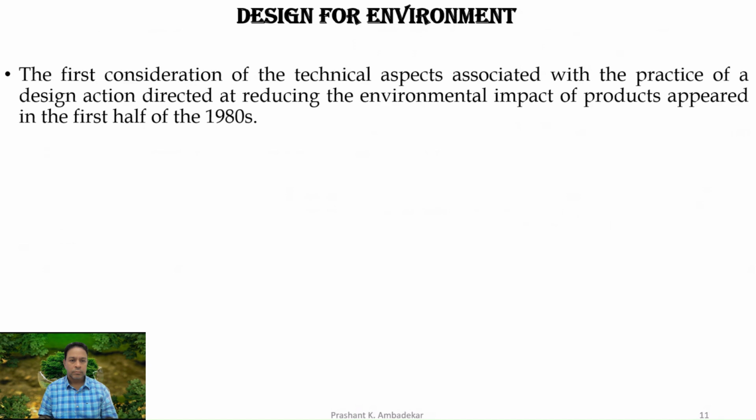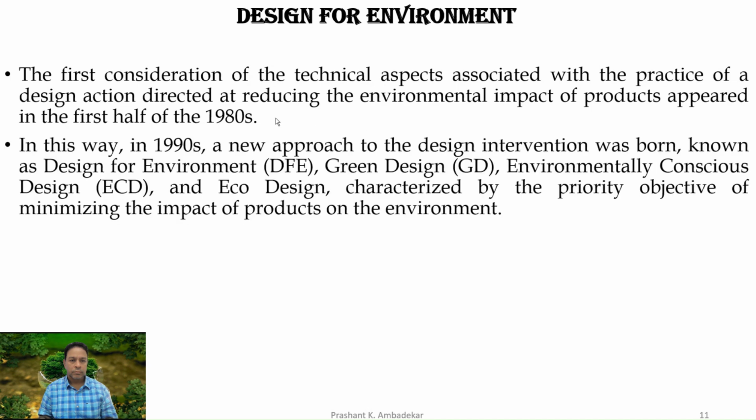Now comes design for environment. So the first consideration of the technical aspect associated with the practice of a design action directed at reducing the environmental impact of product appeared in the first half of 1980, around 1983-85. The actual change in the design started here. In this way, in 1990s, a new approach.